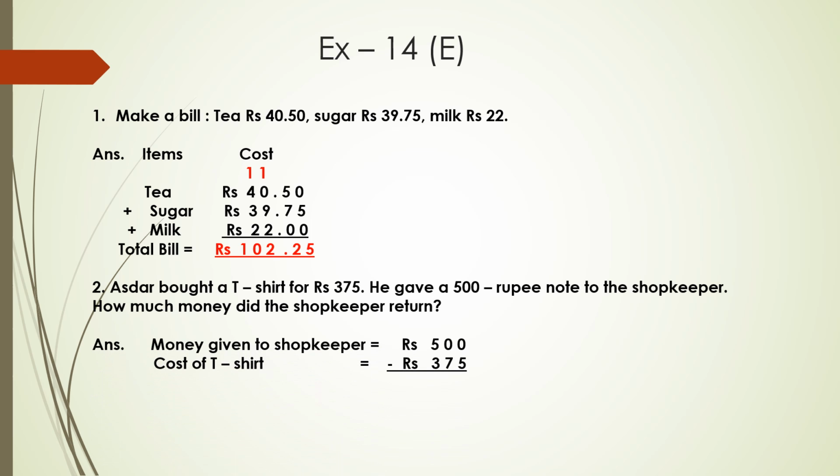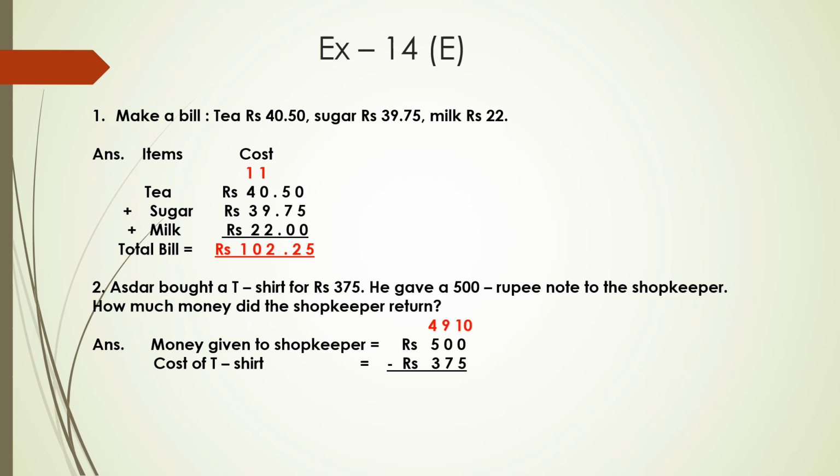Now the cost of the t-shirt is 375, but Asdar gave a 500 rupee note to the shopkeeper. So the shopkeeper has to return the money. So in this case, you will subtract, children. Money given to the shopkeeper is rupees 500 and the cost of the t-shirt is rupees 375. Children, subtract it. See, at the last right side, you will see 0 is written and at the bottom 5 is written. So you cannot subtract it.